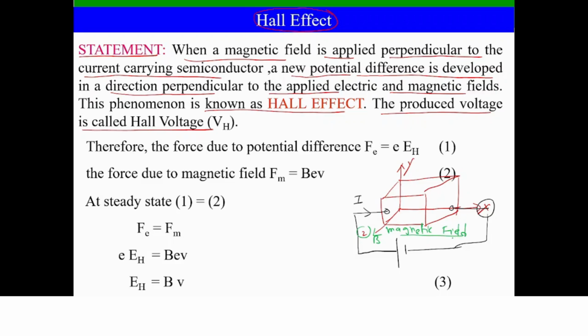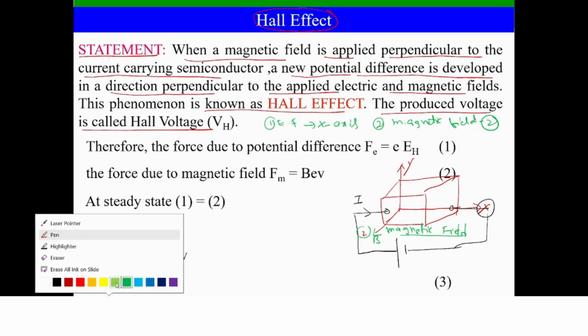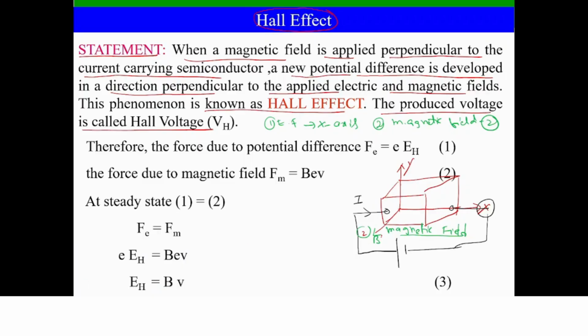So what you can understand, I am applying two fields here. Number one is the electric field, applied along the X dimension. In addition to the electric field, I am also going to apply a magnetic field along the Z dimension. Because of the applied electric field and magnetic field, a new voltage is going to be produced in a direction perpendicular to both the Z dimension and X dimension, that is along the Y dimension.